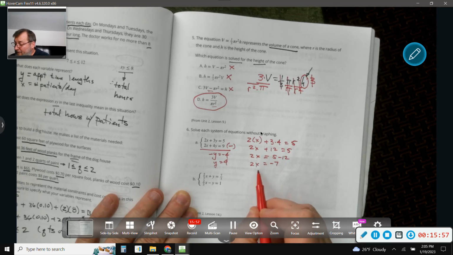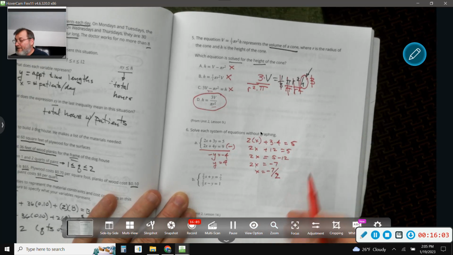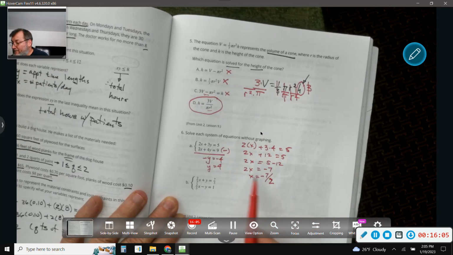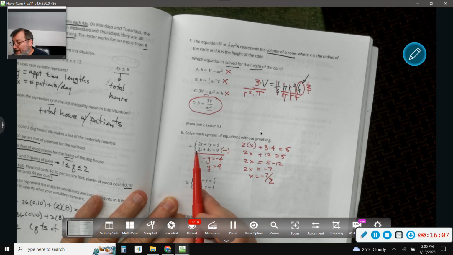So, divide both sides by 2, x equals negative 7 halves, right there. All right, so now you have the two numbers that you need to work with. So let's see what happens here.